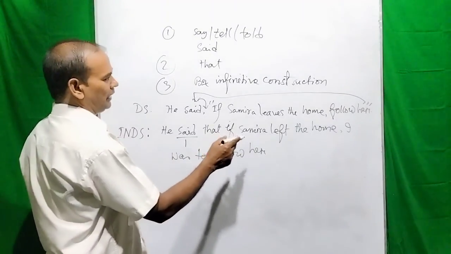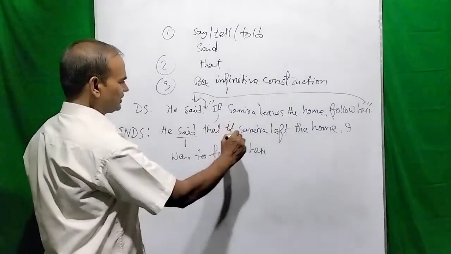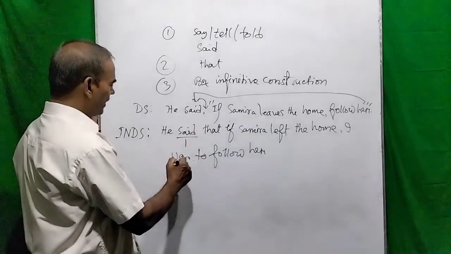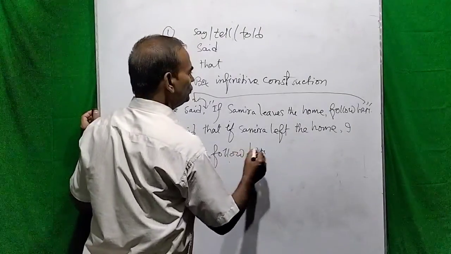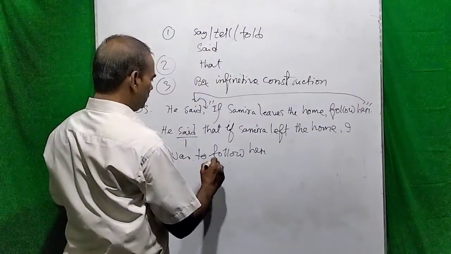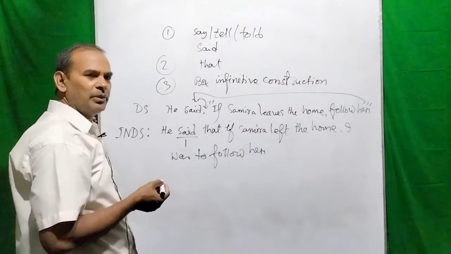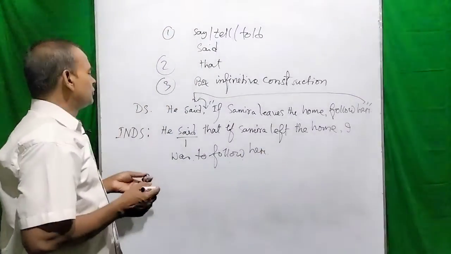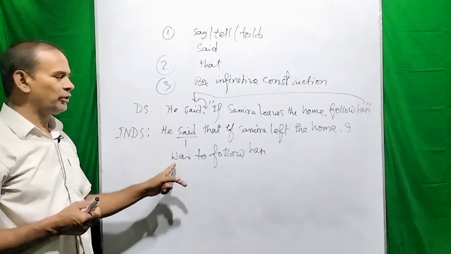And after that, be plus infinitive construction. As it is the past indefinite tense, the be is in the past form, was, and then the infinitive construction, to follow her. To follow, this is the indirect command, follow her. Follow is the present form of the verb, to follow her. So in this way we can change the direct speech into indirect one.